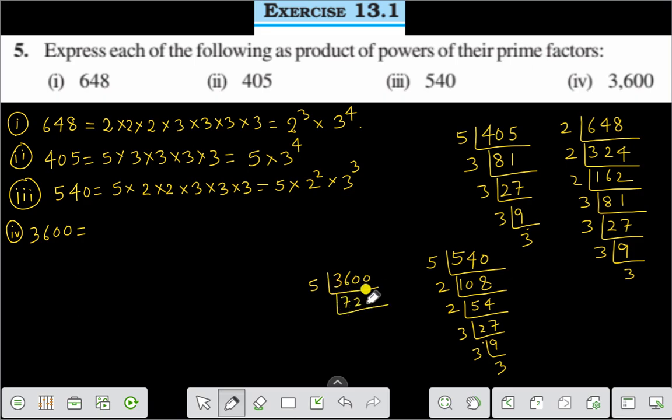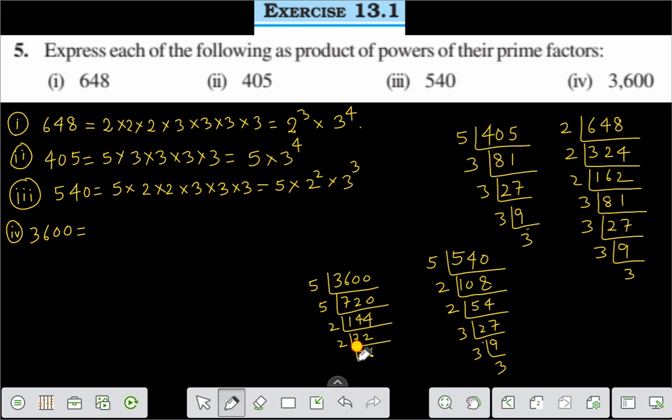5 7s are 35, 5 2s are 10, that is 0. Again divide it by 5. If I divide that by 5, we'll get 5 5s are 25, 5 4s are 20, 144. It can be divided by 2. That is 2 7s are 14, and 2 2s are 4. Again, you divide it by 2.